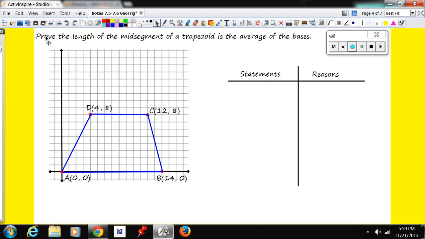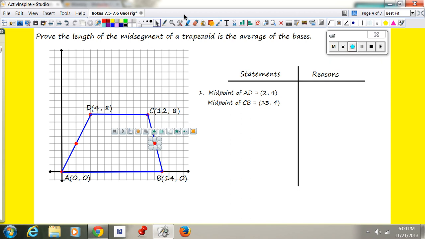Another proof. Prove that the length of the mid-segment of a trapezoid is the average of the two bases. So we've got a bunch of numbers in here, right? And we know where our mid-segments are. So let's start. We've got the midpoint of AD is the point (2, 4). So if I go over 2 and up 4, that's the midpoint. The midpoint of CB is over 13 and up 4. So 13 over and up 4, that would be the midpoint of CB.